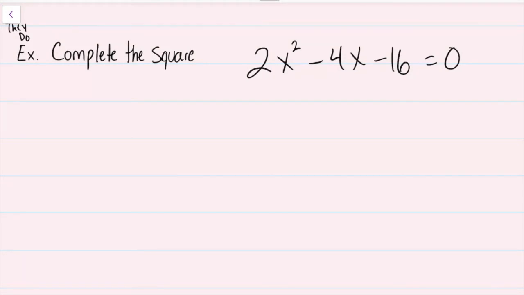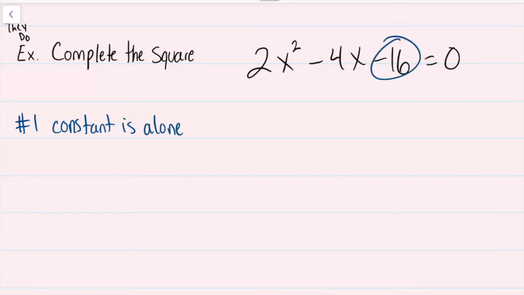Guys, so to complete the square, a lot of people might say it's a little complicated, but it's not really, as long as you follow our two basic steps. Step number one, you need to make sure that the constant is alone. Now, what is a constant? A constant is the number that has no letters. In this case, negative 16 is the constant.